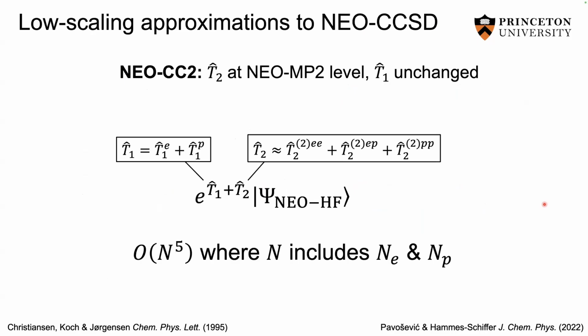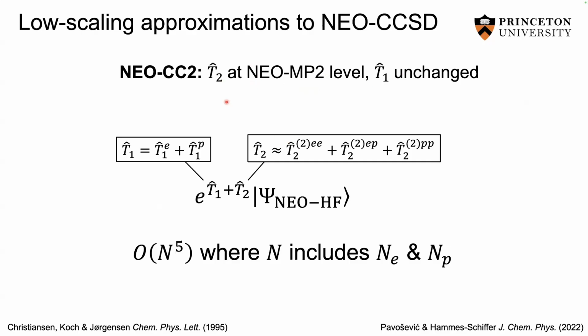So what if we want to do bigger systems, or we don't want to wait as long for our calculations? So the next part of my talk is going to be about low scaling approximations to NEO-coupled cluster theory. And these approximations rely on a second order truncation, so a perturbative truncation of the T2 operators at the same level as MP2.